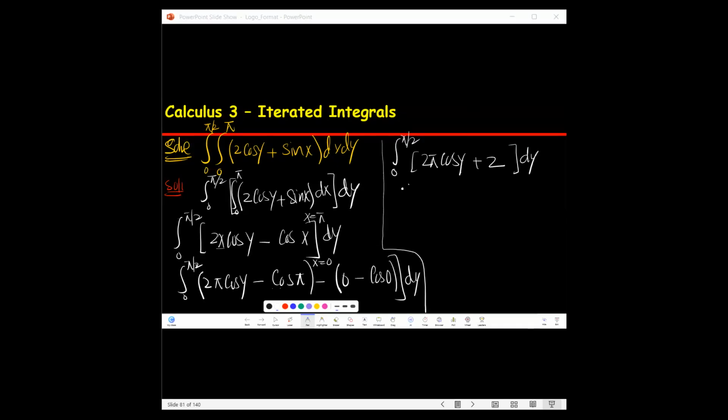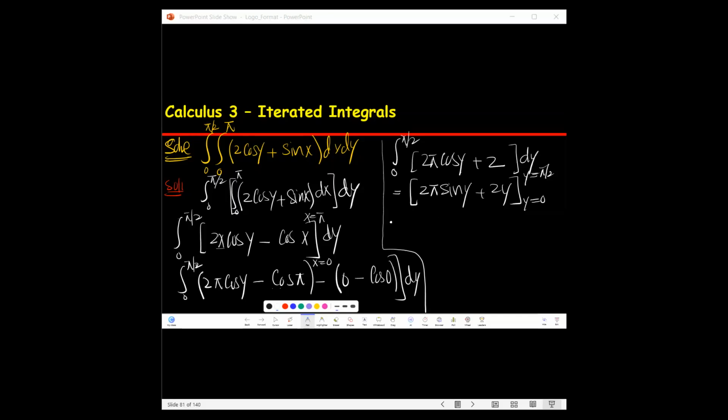Then I'm going to be writing the second integral. So let's take the second integral in this step. Since we have a space limitation, we're going to be writing 2 pi sine y plus 2y, and right now I'm taking the integral with respect to y, from y equals 0 to y equals pi by 2.